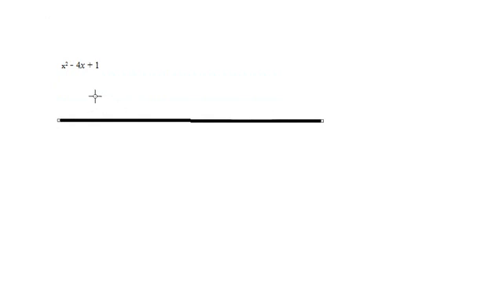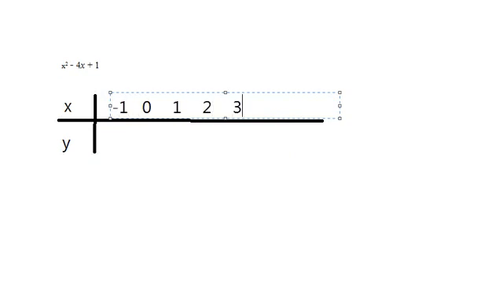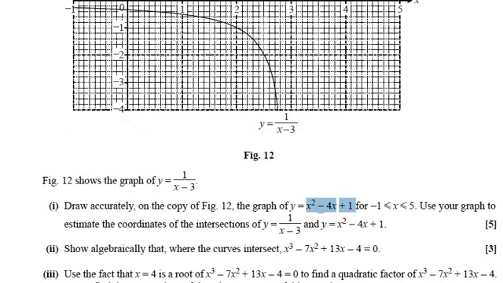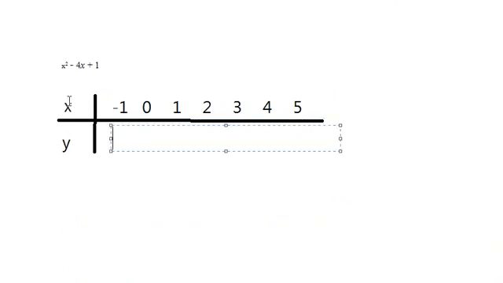X squared minus 4x plus 1 is the question, and I will do a table of values. And so you do something like this, and you write x and y, and you write all the possible values of x. I think it's up to 5. It is. And you calculate the y value. So for -1 it is 1 plus 4 plus 1, which is 6. For 0 it is 1.